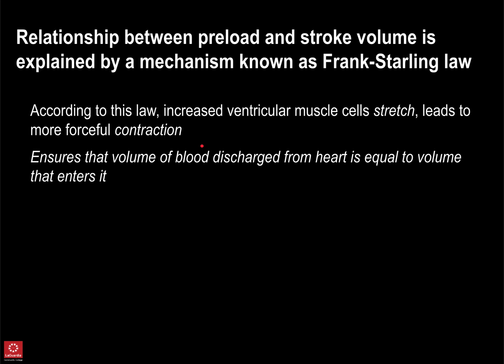And the relationship between preload and stroke volume is explained by a mechanism we call the Frank-Starling law. According to this law, increased ventricular muscle stretch leads to more forceful contraction. Stretching causes a more optimal overlap of the actin and myosin filaments in the muscle cells, which enables a stronger contraction and a higher stroke volume. And this, of course, ensures that the volume of blood discharged from the heart is equal to the volume that enters it. And this is really important during exercise when the cardiac output needs to meet the body's needs.